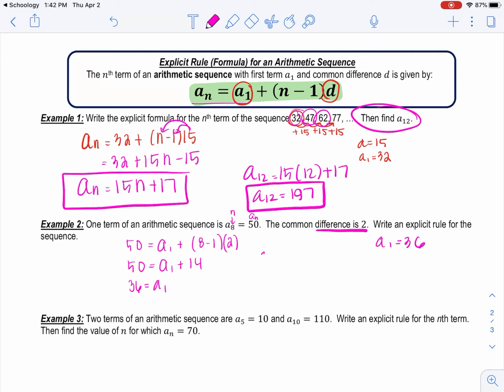And now I can write my rule. So I'm going to do a sub n is equal to a sub 1, which is 36, plus n minus 1 times 2. Distribute. 36 plus 2n minus 2. And then I have my rule: a sub n equals 2n plus 34.